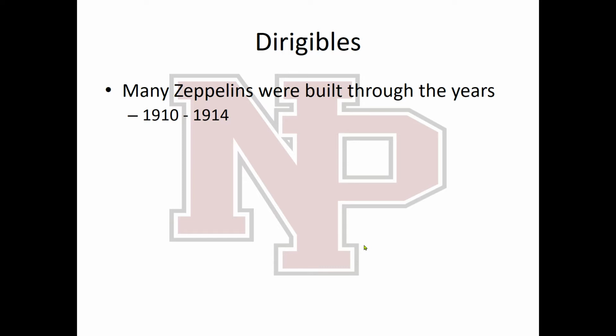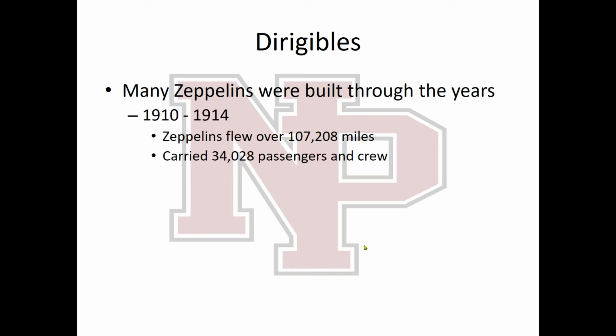But in those 4 years, they did get a lot of good things out of it. For example, Zeppelins flew over 100,000 miles in that time. So they traveled quite a ways, and all the Zeppelins that were built totaled over 100,000 miles of air travel. They carried almost 35,000, just over 34,000 passengers and crew during that time too.